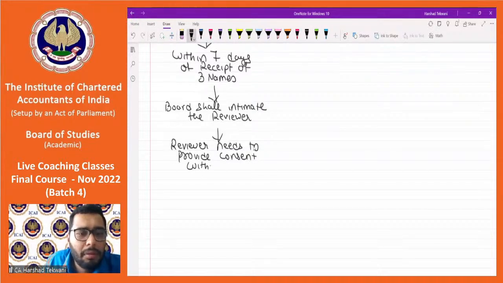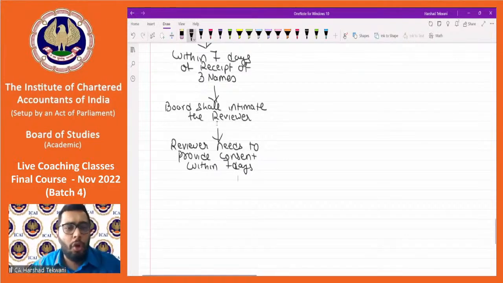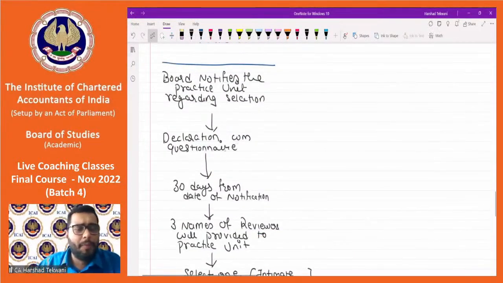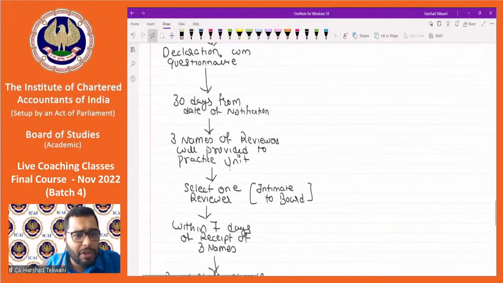Within 7 days. Okay. So how it goes is, first the board will notify the practice unit that you are selected and a declaration will be given. The declaration is required to be filled and returned to the board within 30 days from the notification.